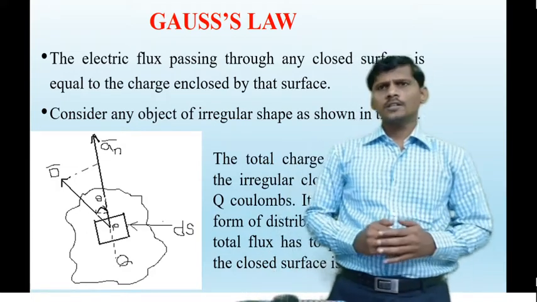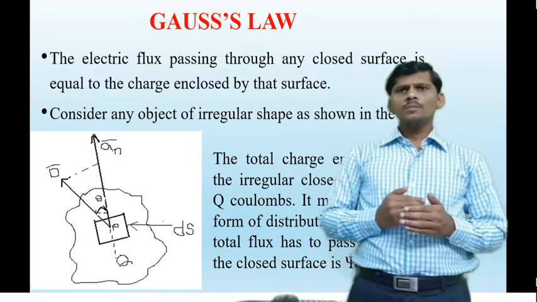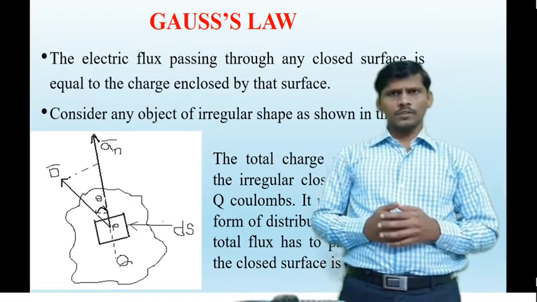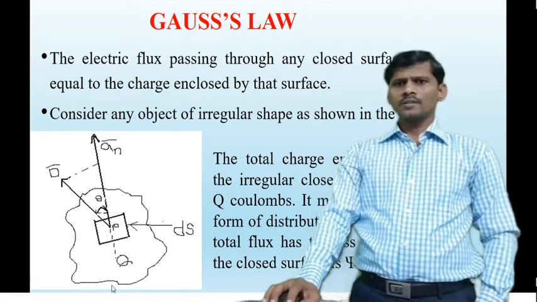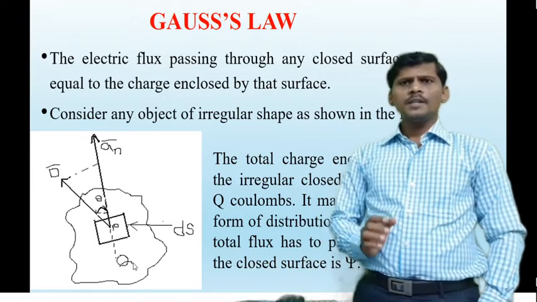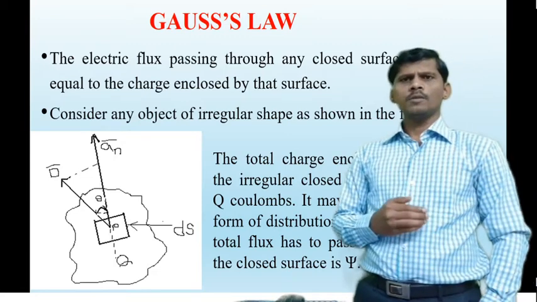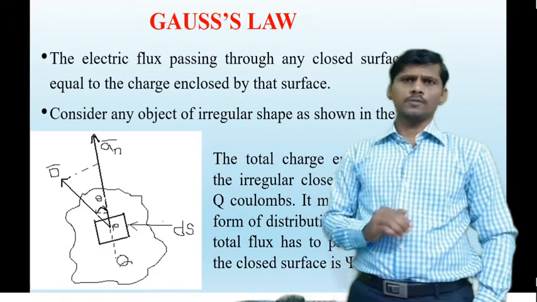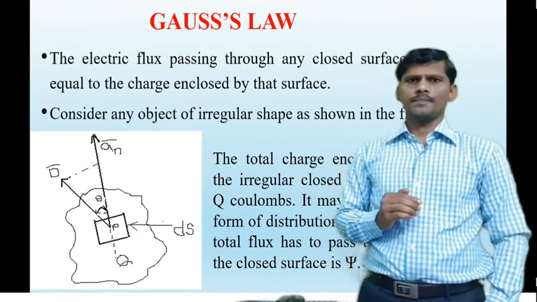The total charge enclosed by that irregular closed surface is Q coulombs. It may be in any form of distribution. The total flux passing through that surface is psi. That is, psi is equal to Q.